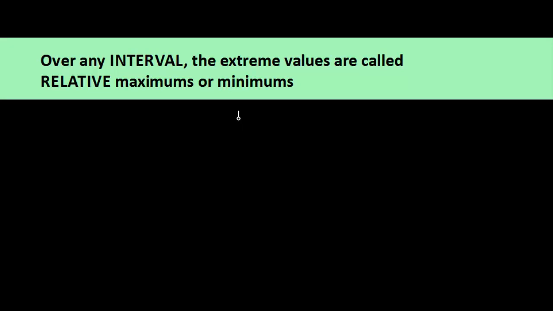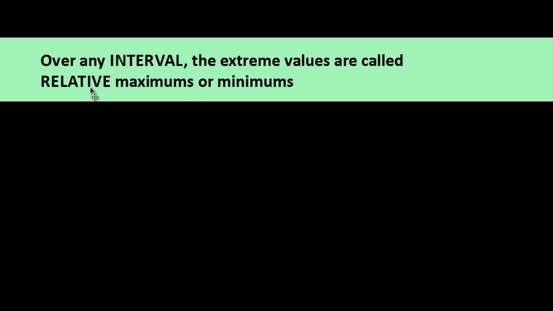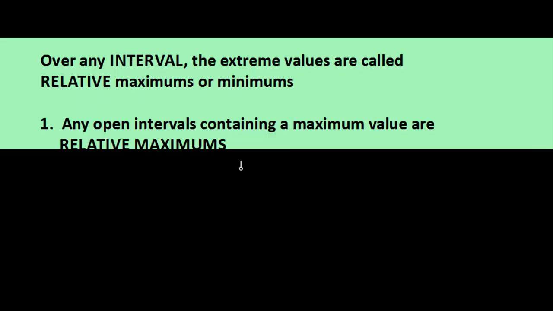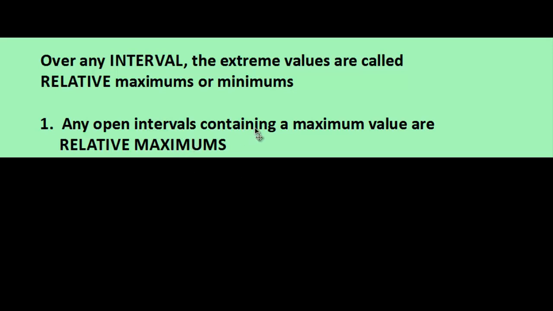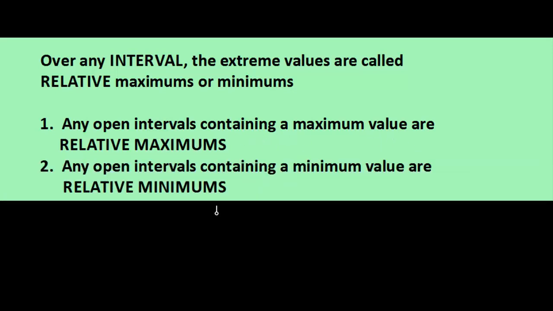Over an interval, the extreme values are called relative maximums or minimums when we're talking about an interval. So we're going to use that term relative to mean over an interval, because the function could do something else outside the interval. Any open intervals containing a maximum value are relative maximums. Any open intervals containing a minimum value are relative minimums, again, over that interval.